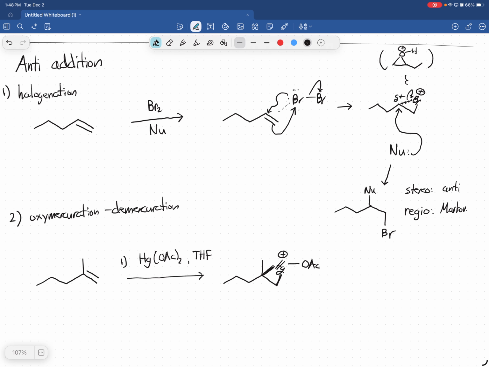All right, so mechanistically speaking, you're responsible for this first step. For the second step, where the mercury comes off, you don't have to worry about that. I taught you the mechanism, but you're not responsible for reproducing that. Okay? So don't worry about that. All right, so then our second step. What was our second step here?